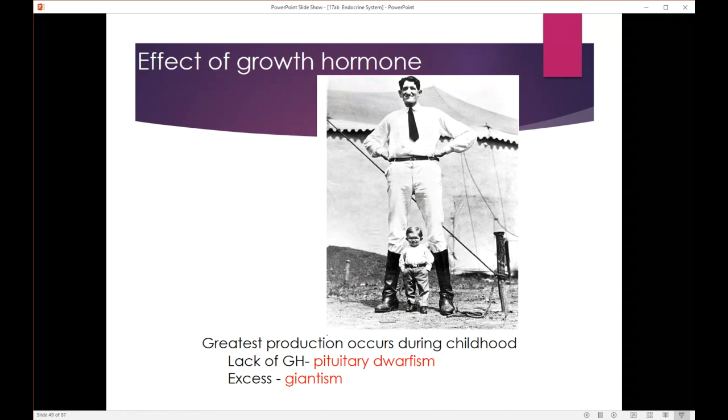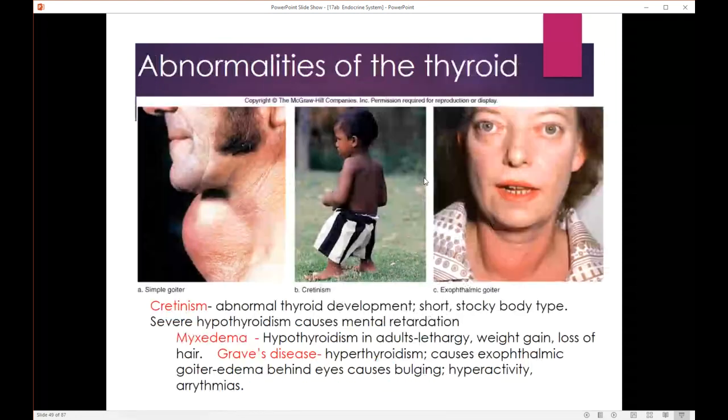These are some effects that happen with growth hormone. A lack of growth hormone is going to cause pituitary dwarfism, and an excess of growth hormone is going to cause gigantism. There are some abnormalities of the thyroid that can occur. So we have cretinism. Cretinism is seen here in the center. That's an abnormal thyroid development. You're going to see a short, stocky body type. Severe hypothyroidism can also cause mental retardation, or a delay in development mentally.